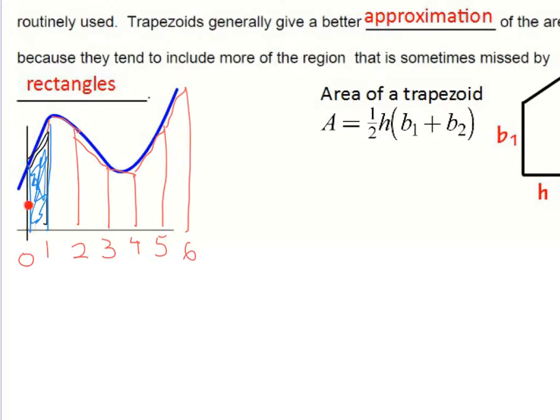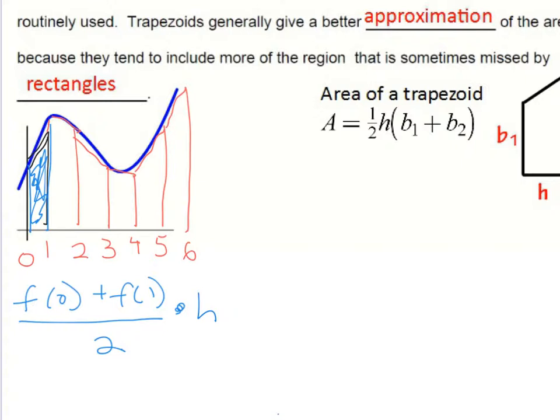So we can see that this base height is really f of 0. And then that second base height will be f of 1. And we want to average those and multiply it times the height. Now when we say the height, we really don't mean the height. We're talking about how wide is this interval. Well, obviously here it's 1, but it's just going to be whatever the width of our interval is.